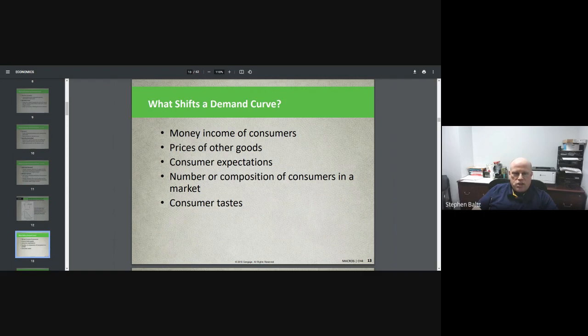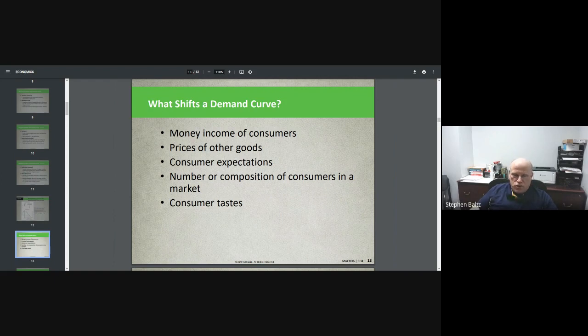Now, another thing that shifts the demand curve is the number or composition of consumers in the market. If there are more consumers out there because of an increase in population, then that should seem logical to you. If there are more buyers out there in the market, then it's going to shift the demand curve to the right. It's going to increase demand for all normal goods. If there's a decrease in the population, obviously it would lower the demand. In other words, shift the demand curve to the left or downward.